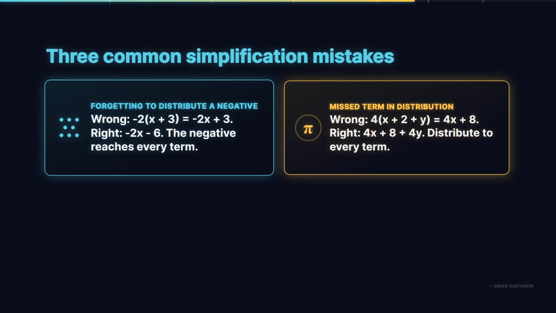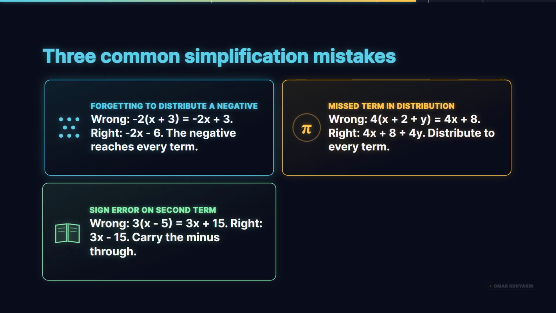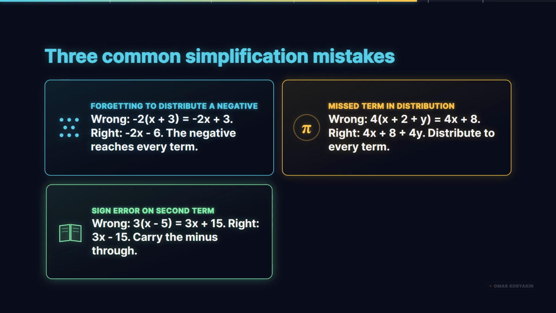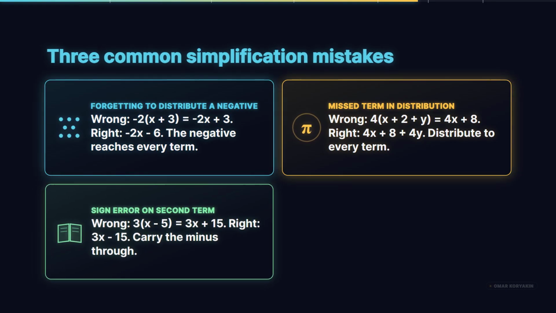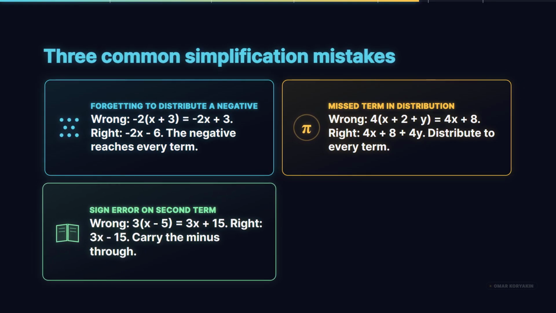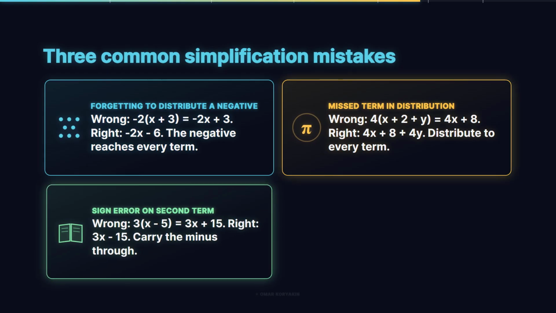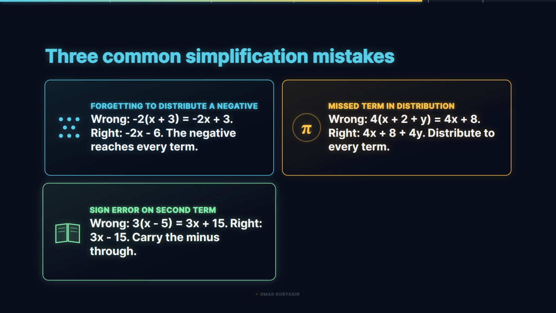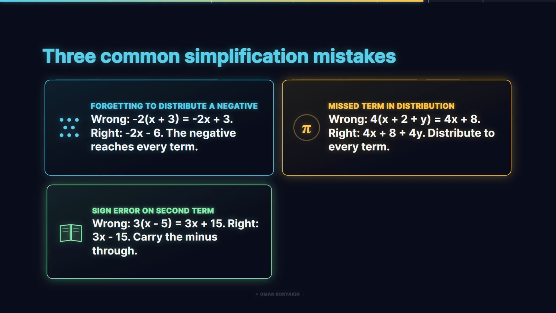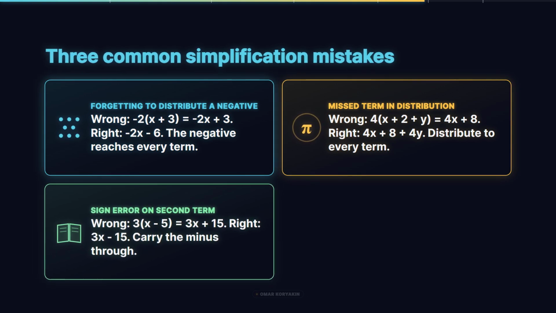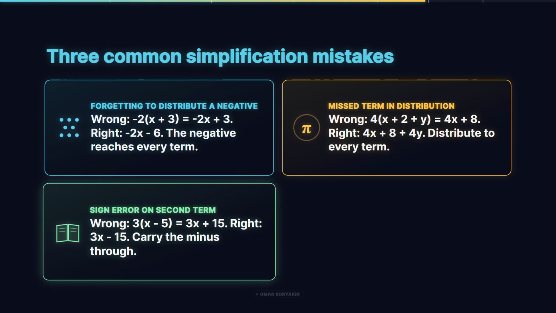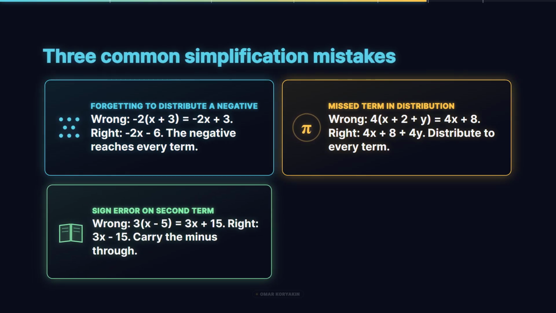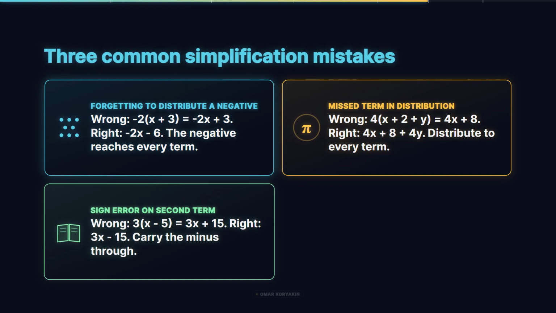the parentheses without exception. Third mistake, a sign error on a term that originally had a minus sign. A student writes 3 times the quantity x minus 5 equals 3x plus 15, treating the minus inside as if it were a plus. That is wrong. The correct expansion is 3x minus 15 because 3 times negative 5 is negative 15. Always carry the sign of each inner term through the multiplication.